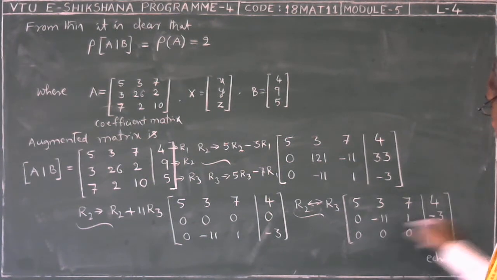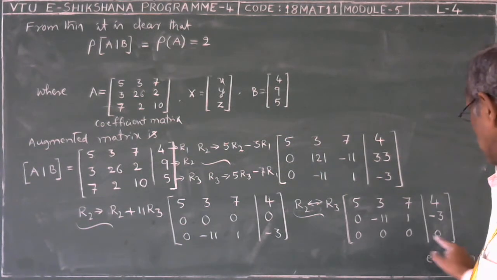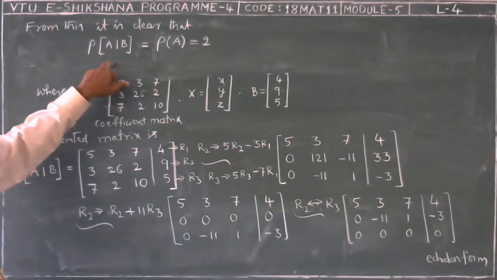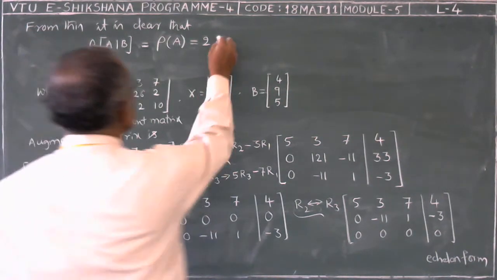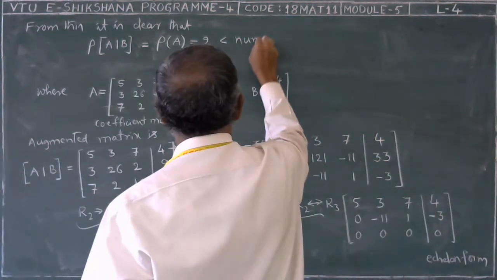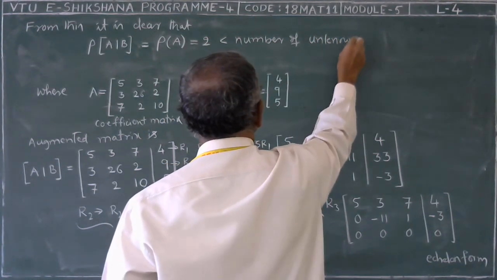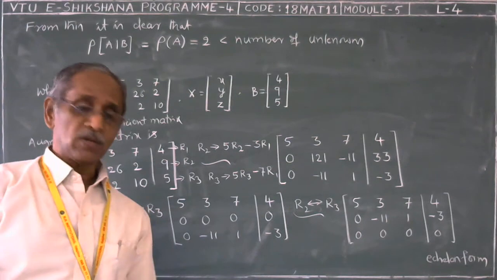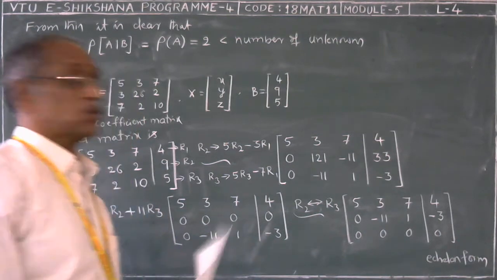Remove the duster. What you see is the echelon form of the augmented matrix. Its rank is 1, 2 again. So the rank of the augmented matrix is 2. Also, the rank of the coefficient matrix is 2. But it is less than the number of unknowns, because the number of unknowns is 3. That means the system Ax equals b is consistent, no doubt, but it has an infinite number of solutions.